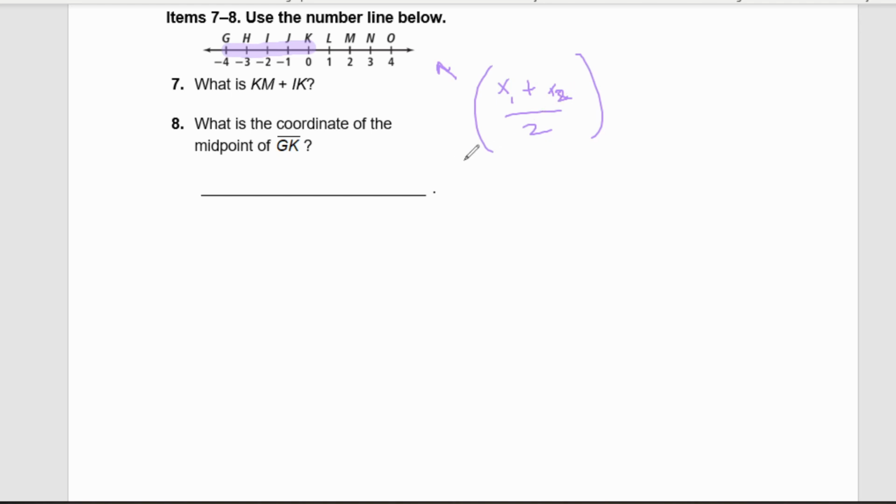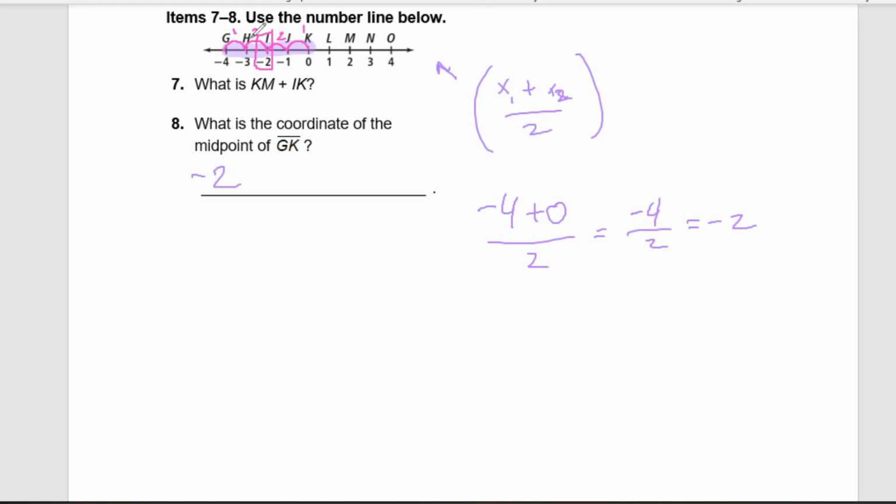So that's my first x value plus my second x value divided by 2. So the value of G is -4, and the value of K is 0. Divide that by 2, and I get -4 over 2 is equal to -2. So my midpoint of that is in fact -2. And the other way we can look at this is if I move one forward from G towards K and then one backwards from K towards G, and I keep doing that, in the same number of steps, so this is step 1, this is step 2, they land on the same point, that is the midpoint.